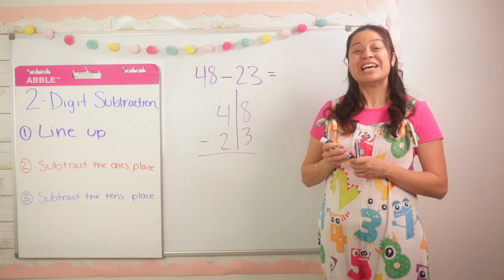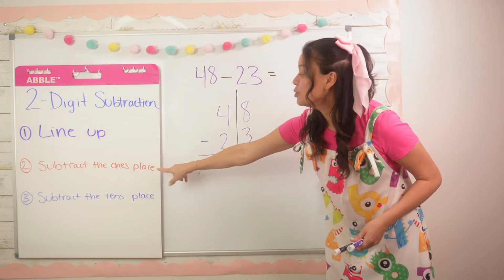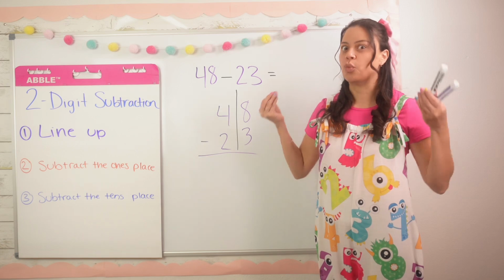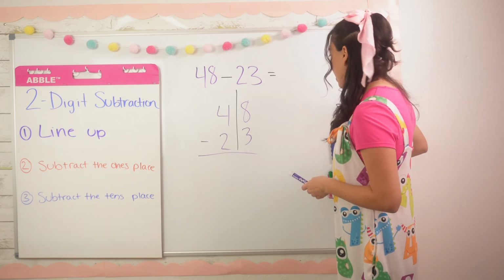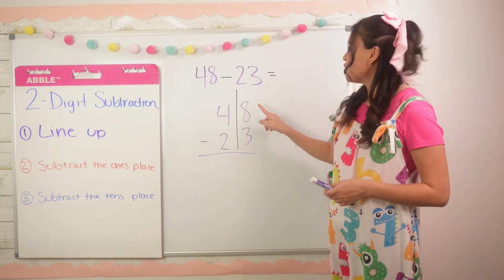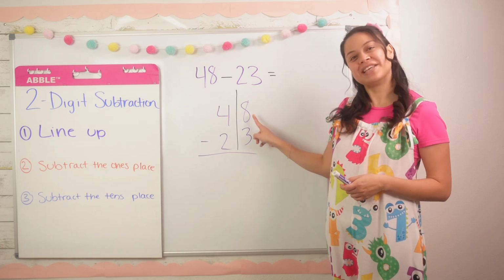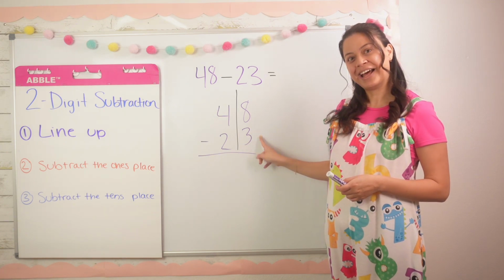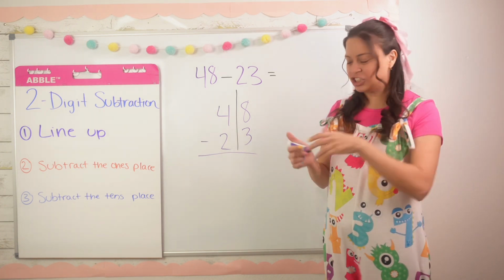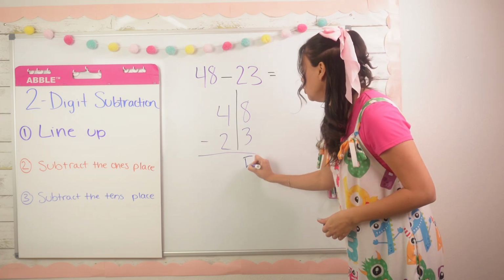Boop! All right, so now we're going to go ahead and do step 2, which is subtract in the ones place. So I'm going to start right here. So 8 minus 3. What's 8 minus 3? 5. Good job. I'm going to write that right here in the ones place.